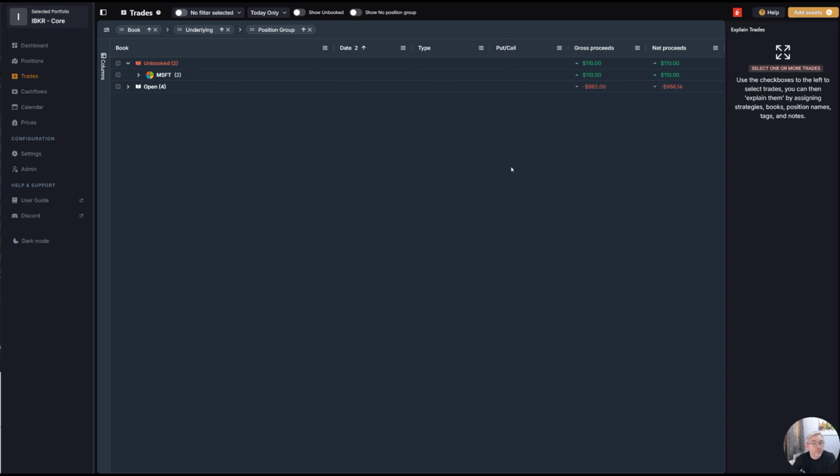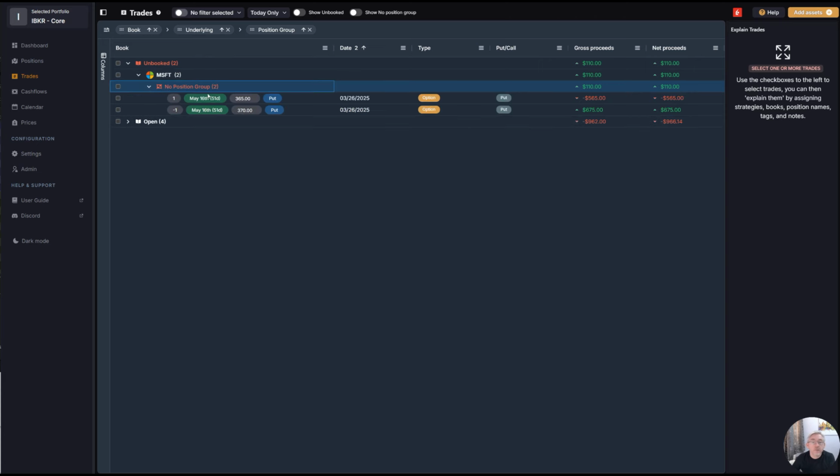Okay, so now we're over in WealthBee. The trades have come in. We can see the trades. What we're going to do is book the trades and then analyze them in WealthBee and explain the live payoff of this strategy.